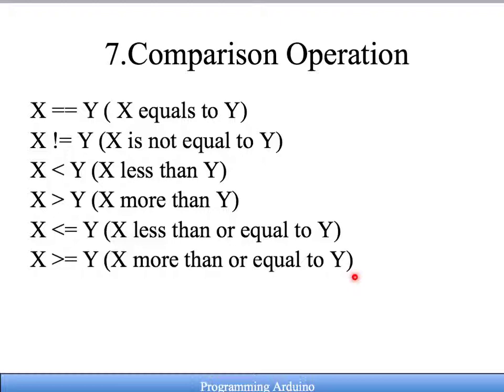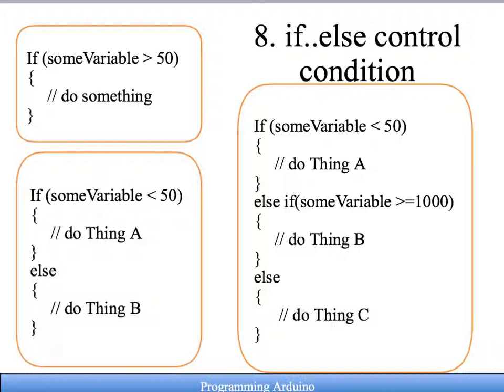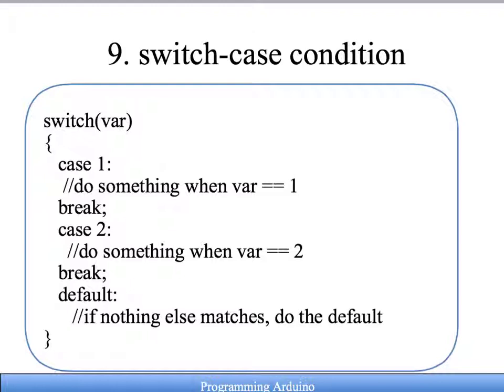We can use this in the if else statement. For example, this is an if else control condition as well. If some variable is more than 50, you do something. If some variable is less than 50, you do something else. It means that you do something in this block or in that block. Another example: if some variable is less than 50, you do thing A. If it's more than or equal to 1000, you do something like this, and else you do something like this. Switch case condition: when you use switch case, they have a variable here.